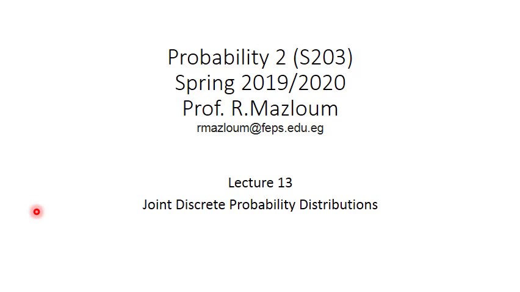We will continue now with Probability 2, and we'll start lecture 13, which is about joint discrete probability distributions. I hope you read the previous two lectures, 11 and 12.